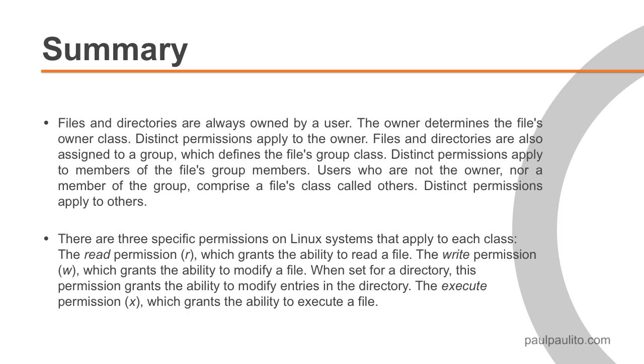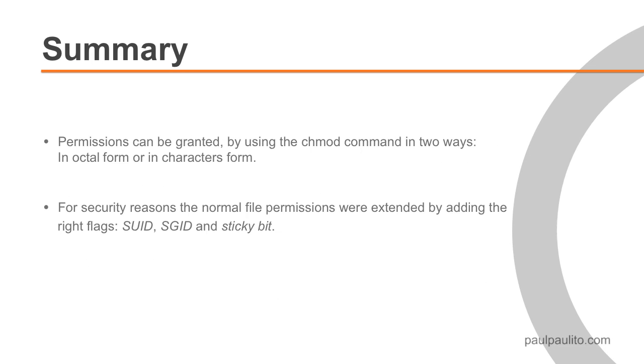There are three specific permissions on Linux systems that apply to each class. The read permission, which grants the ability to read a file. The write permission, which grants the ability to modify a file. When set for a directory, this permission grants the ability to modify entries in the directory. The execute permission, which grants the ability to execute a file. Permissions can be granted by using the chmod command in two ways, in octal form or in characters form. For security reasons, the normal file permissions were extended by adding the flags SUID, SGID, and sticky bit.